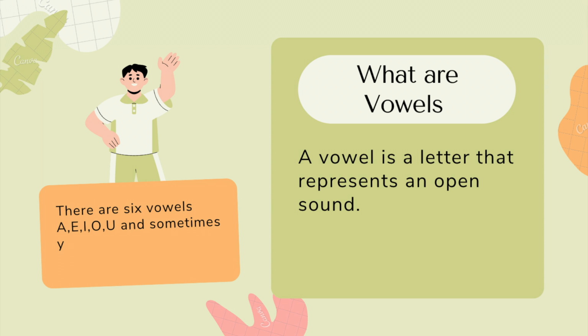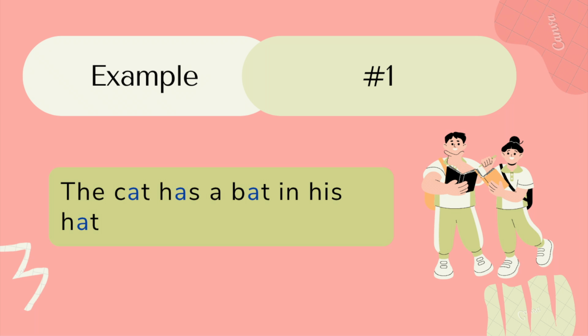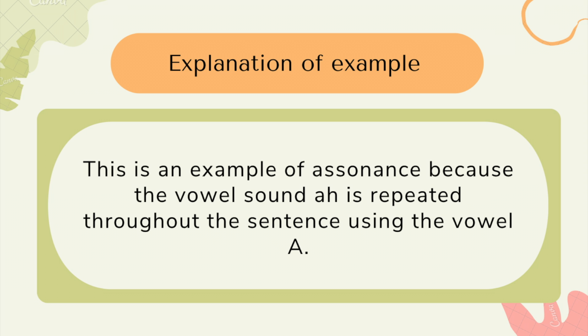What are vowels? A vowel is a letter that represents an open sound. There are 6 vowels: A, E, I, O, U, and sometimes Y. An example of assonance is "the cat has a bat in his hat." This is an example of assonance because the vowel sound is repeated throughout the sentence using the vowel A.